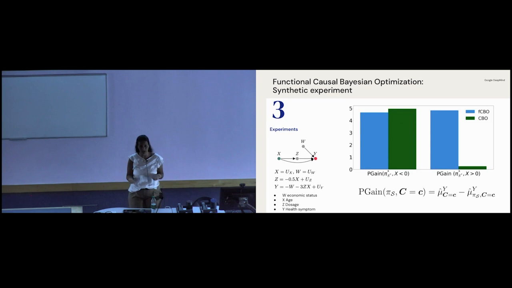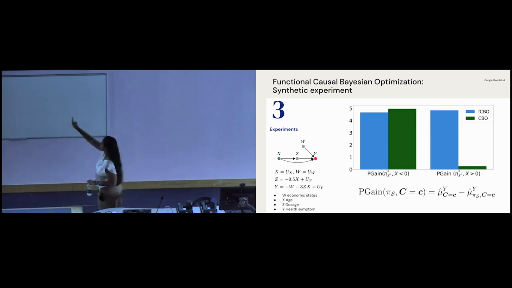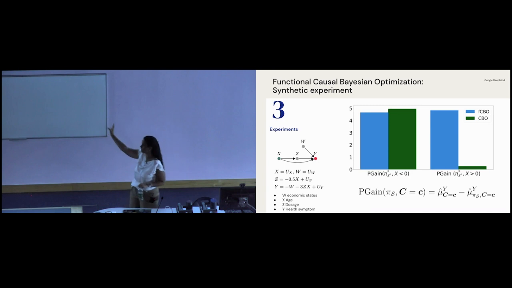Okay? And so for healthcare, this is very important because if you look at the gain that you get from implementing this policy, which is the difference between what you would get in your output by not doing anything and doing the intervention, you see that FCBO achieves a gain for these two subpopulations, X lower than 0 and X greater than 0, that are approximately the same, while CBO is forced to just set an intervention that is the same for everyone, and so it might work well for a subpart of the population, but it might not work well for another part of the population, X greater than 0.